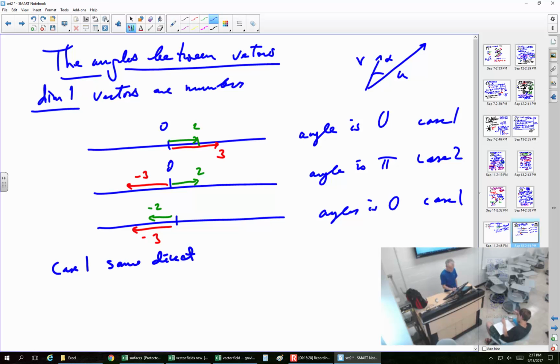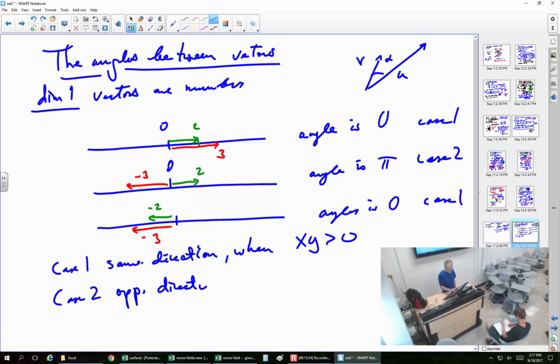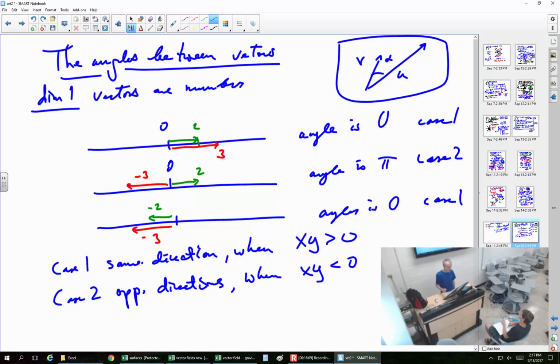How do we determine it algebraically? When what? x and y. You see what's the relation? Both negative, both positive, right? So xy is positive. Case 2, opposite directions, is when xy is less than 0. So that's how algebra comes into play, and you can measure angles. That's the plan. This is the plan to measure angles.